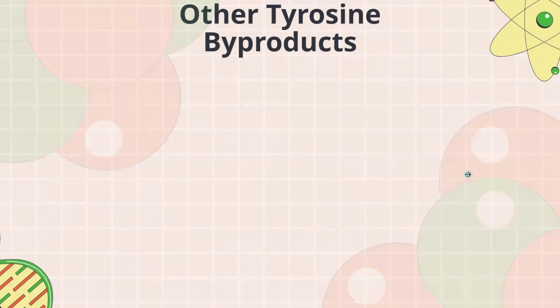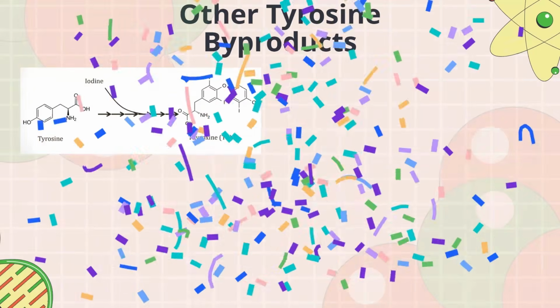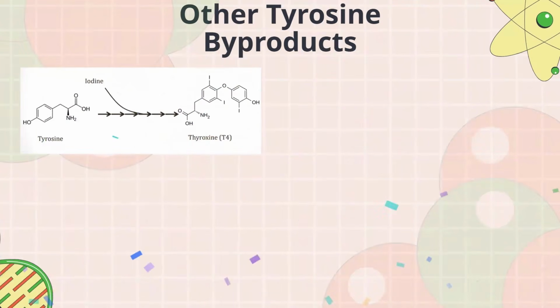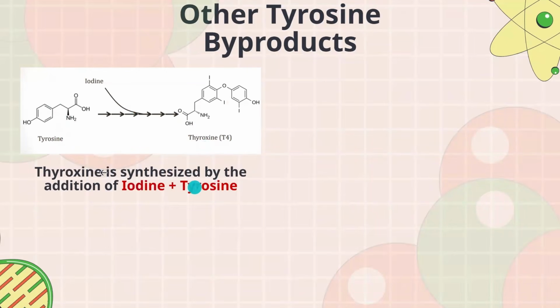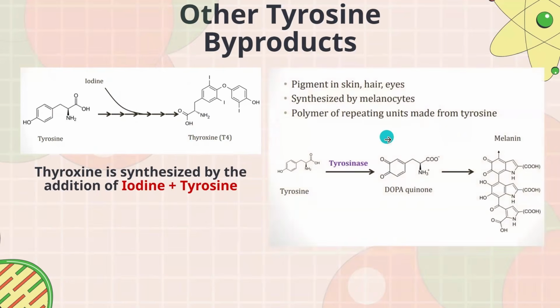Other tyrosine byproducts. We talked about norepinephrine and epinephrine. There was also thyroid hormone. The thyroid hormone is formed by tyrosine plus iodine to form thyroxine, T4 form. And that's very easy. Just know that, because if you remember in the thyroid hormone lecture, it was just tyrosine plus iodine, right? Anyways, apart from that, we also have another important thing, which is our melanin.